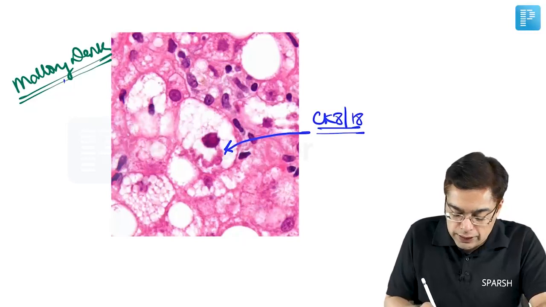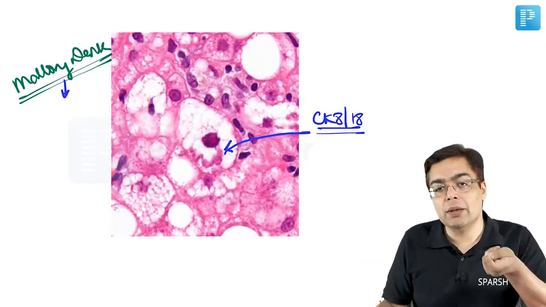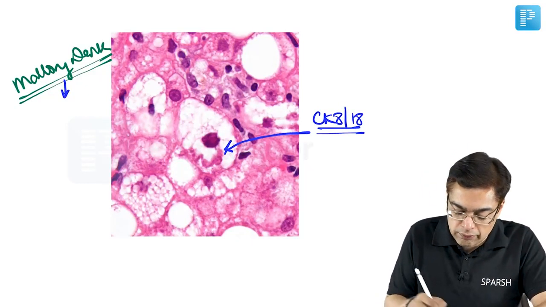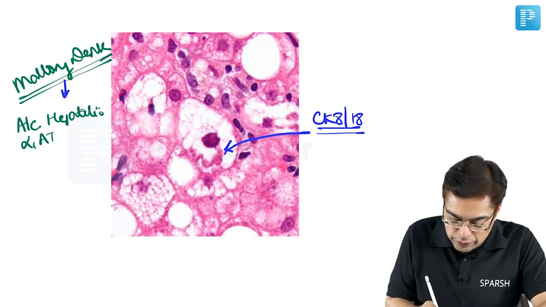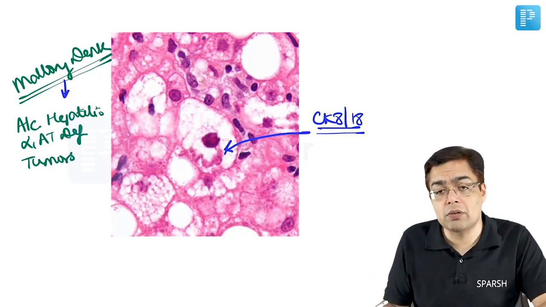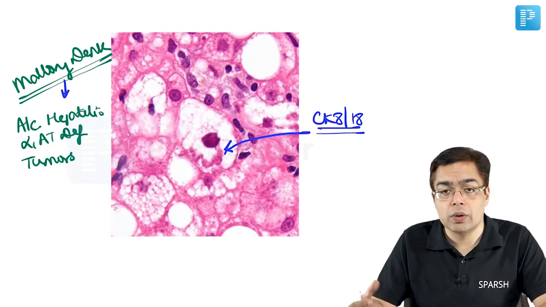Mallory-Denk body has an eosinophilic appearance. Please be familiar with the fact that it is not a very specific histological finding. So you can have the presence of Mallory-Denk bodies in multiple conditions. Certain conditions where we have the development of Mallory-Denk bodies can be a patient suffering from, let us say, alcoholic hepatitis. You could have it in a patient suffering from alpha-1 antitrypsin deficiency. It might as well be seen in a patient suffering from some kind of tumor, for example hepatocellular carcinoma, and in chronic cholestatic conditions. You can have it in a patient suffering from a condition like Wilson's disease.